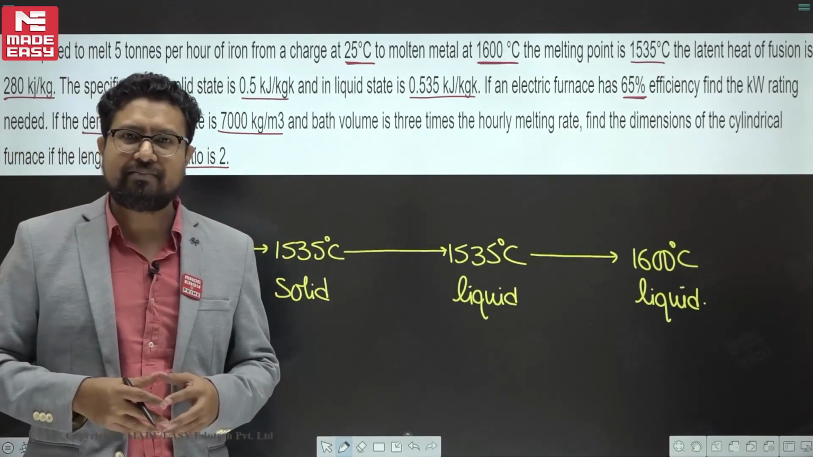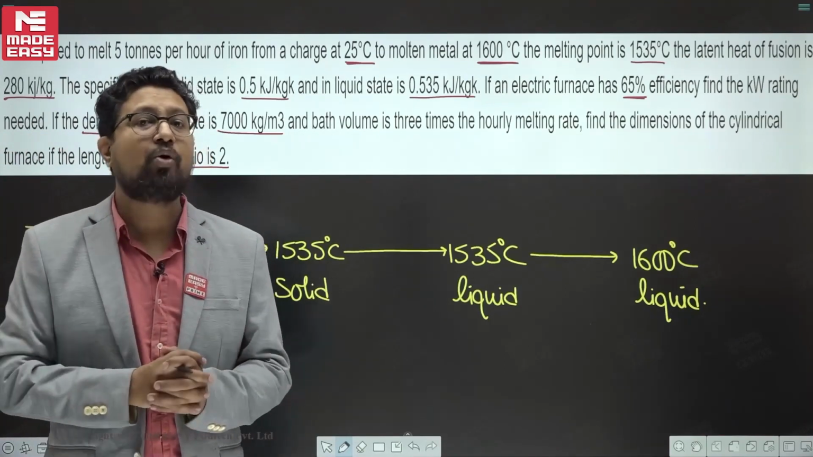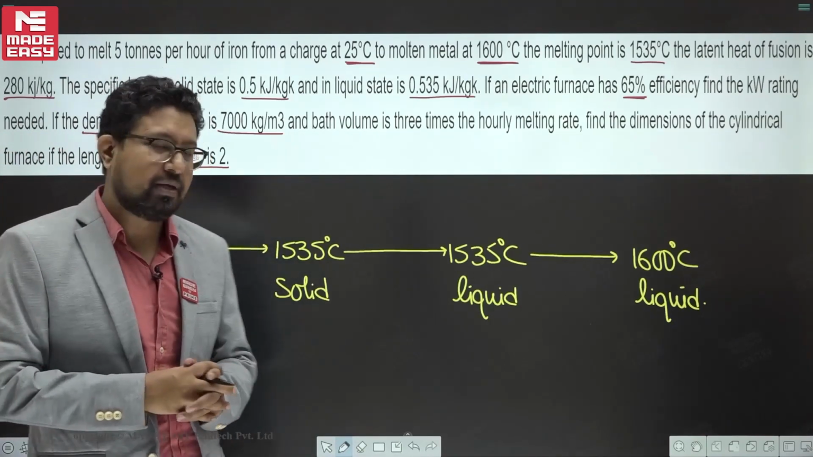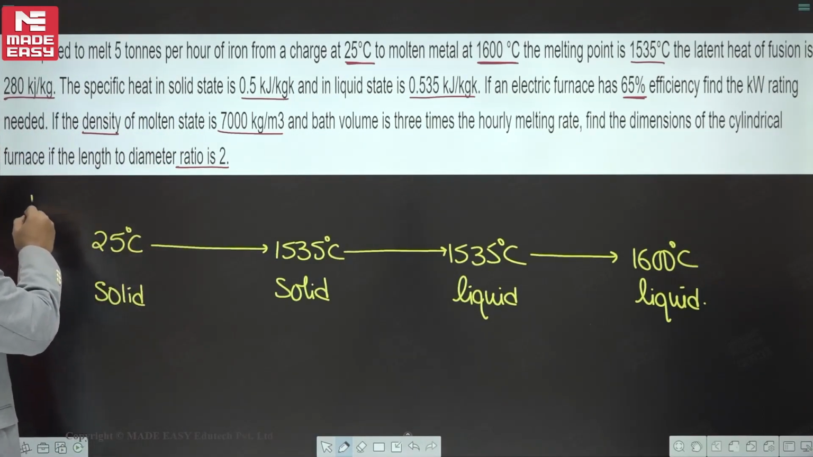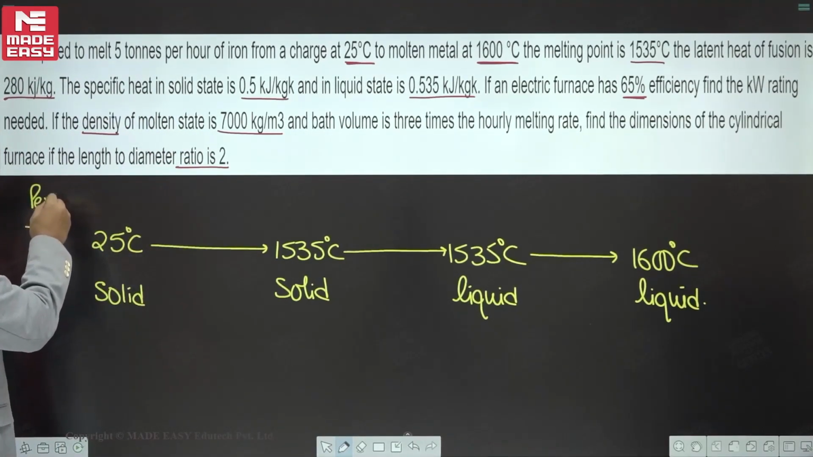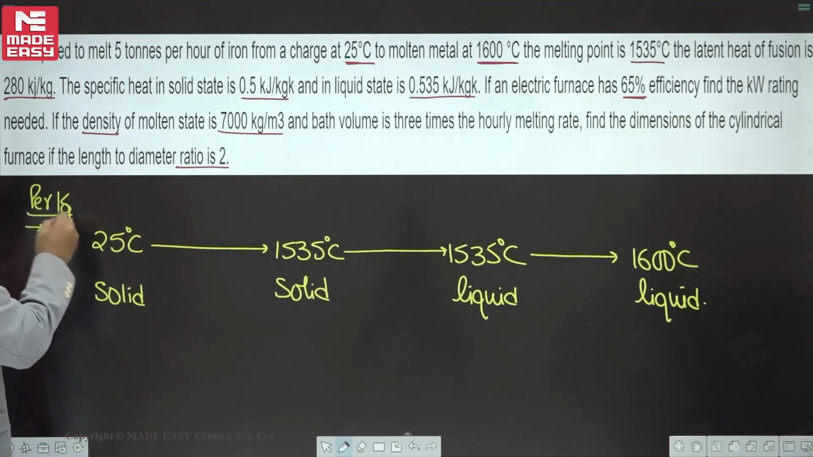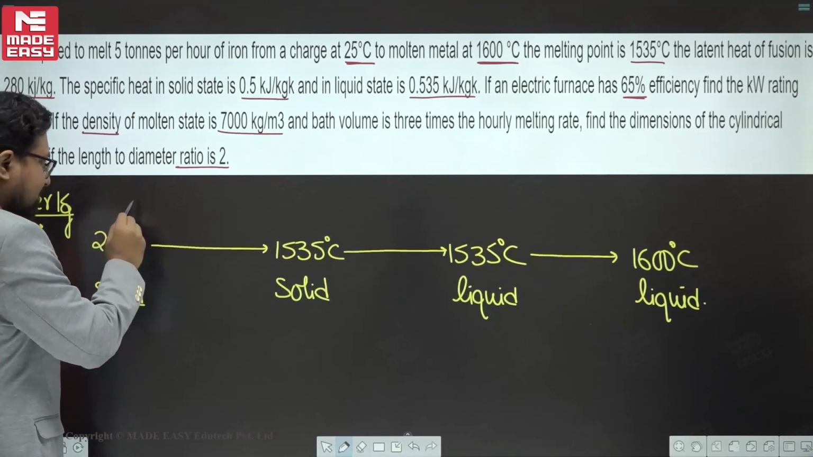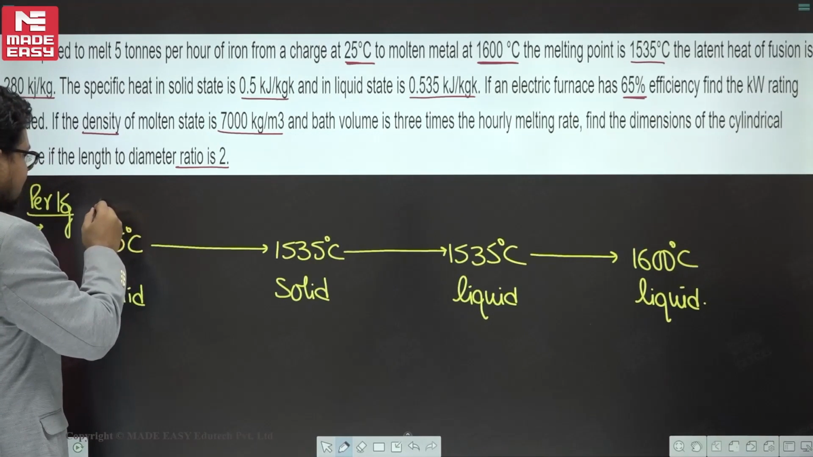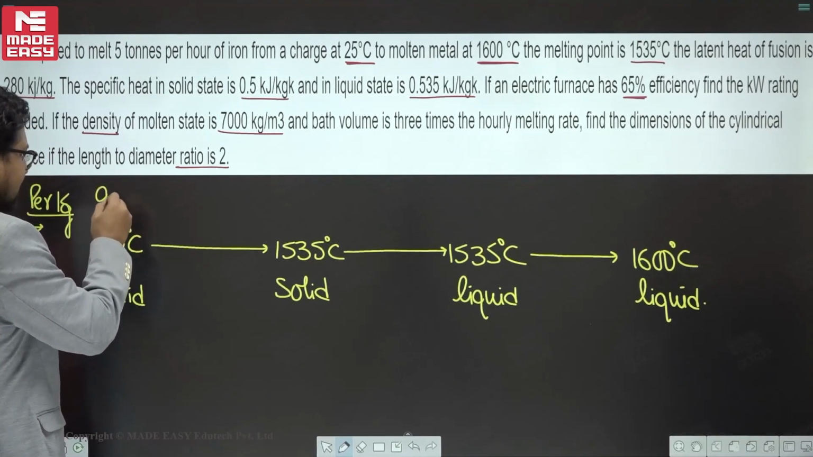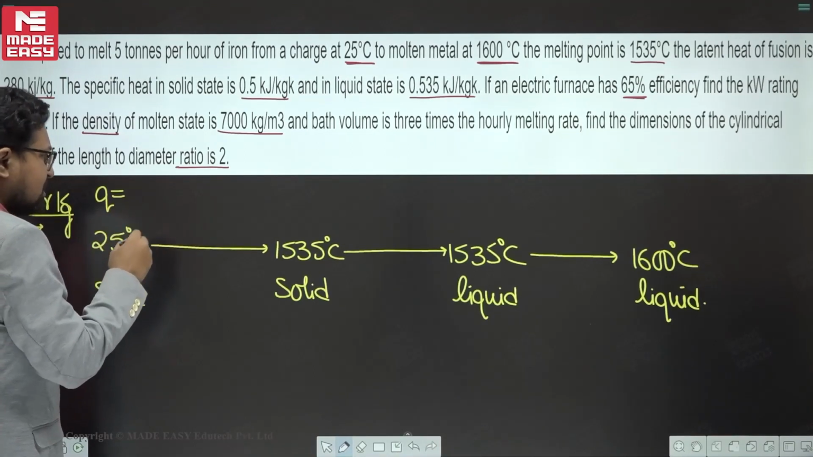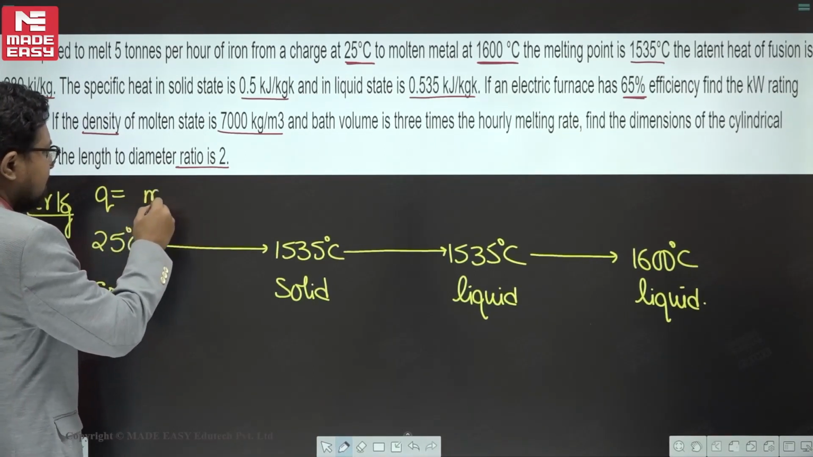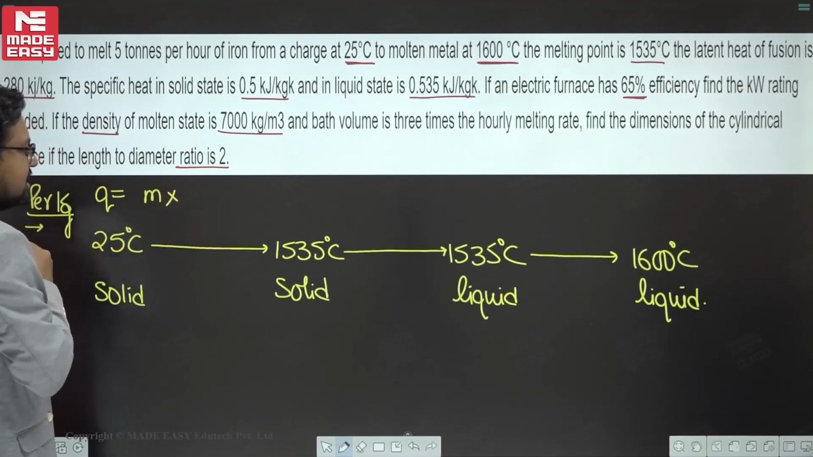Now let us see per kg how much energy is required. If we have to find out per kilogram, we can say the heat required Q will be equal to m, the mass, and we are talking about 1 kilogram. So m into specific heat C.